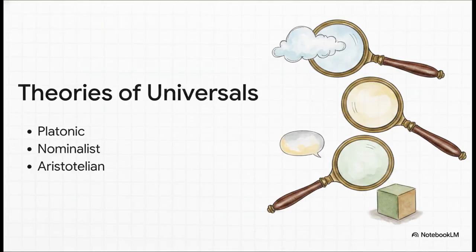To solve this immense puzzle of where these universals actually live and how they operate, humanity has been debating for literal millennia. And today, we're going to unpack the three major philosophical theories that try to make sense of the whole shebang: the Platonic view, the Nominalist view, and the Aristotelian view. Each one offers a wildly different lens on reality.